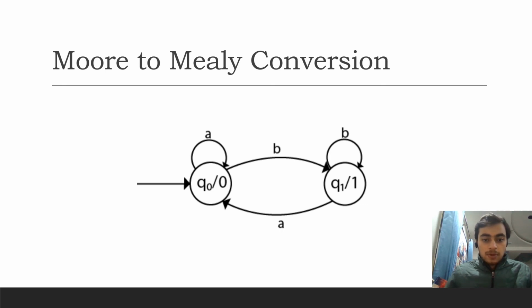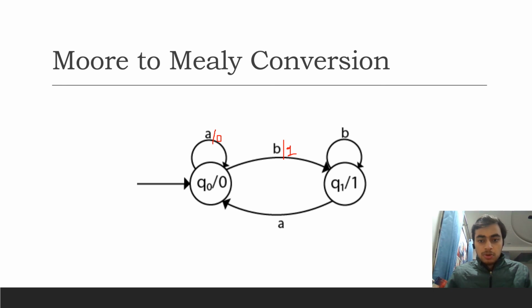For now, let's start with the Q0 state. When Q0 gets a value of A, it goes to state Q0 itself, and we get output 0 at Q0 state. Then we can write here A slash 0, and from Q0 state, if we give input of B, we get output of 1. So we can write B slash 1 here.